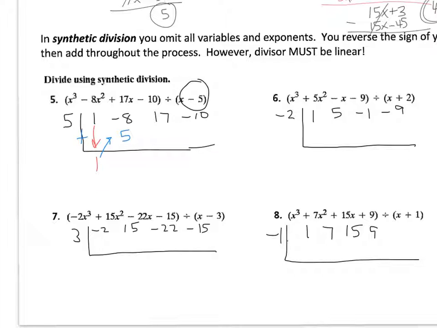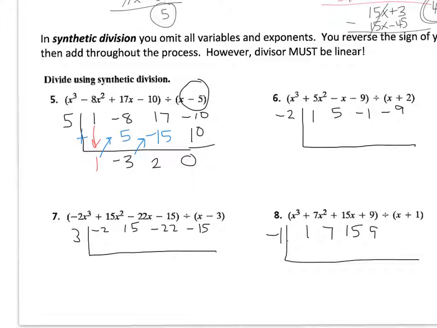Then you add negative 8 plus 5, write a 3, negative 3. So you're always multiplying diagonally and adding up and down. Then I multiply 5 times negative 3, and I write it right here, which is negative 15. Remember, you add up and down, then you add 17 plus negative 5, and you get 2. And then you multiply diagonally and get 10. Then you add vertically and get 0.